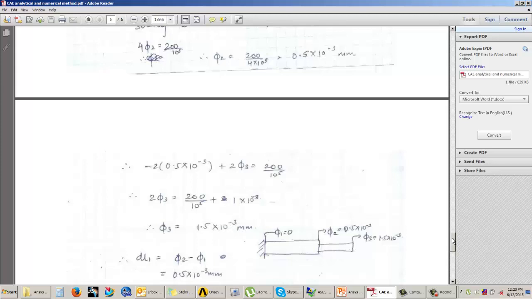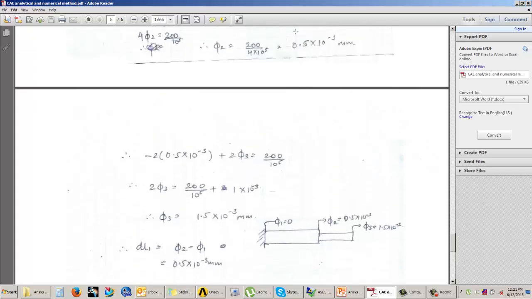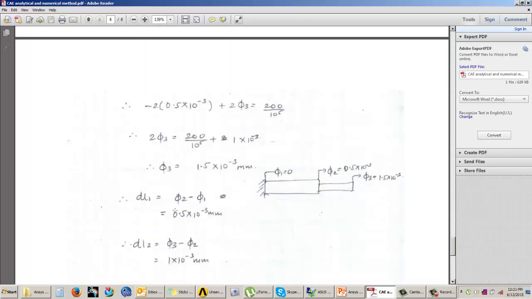So phi1, phi2 and phi3 are the changes in length at the different nodes N1, N2 and N3. Now from these values we will be able to calculate the change in length in the entire bar. For the change in length in the first bar, our equation becomes phi2 minus phi1, that is dl1, the change in length in the first bar. Phi2 we have already got as 0.5 into 10 raised to minus 3, minus phi1. Phi1 becomes 0. So my answer is 0.5 into 10 raised to minus 3.